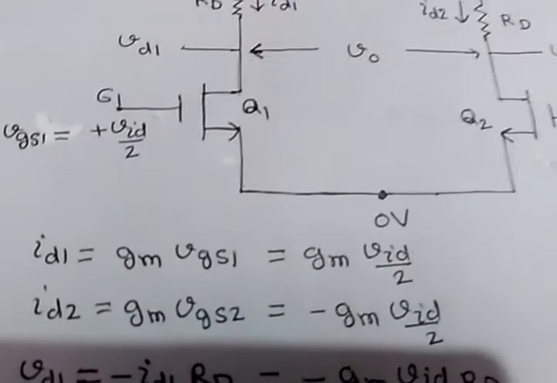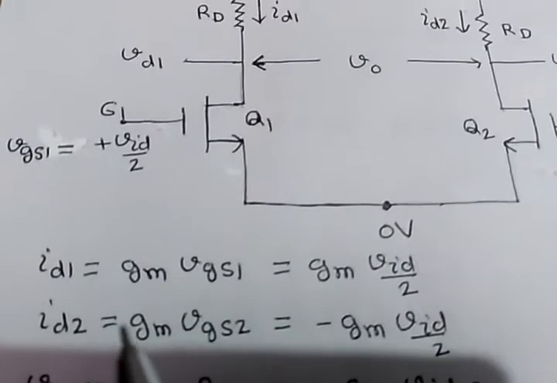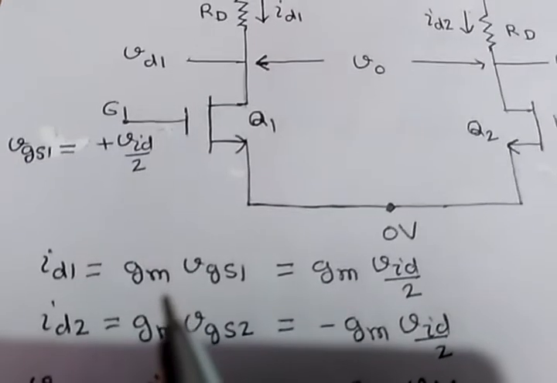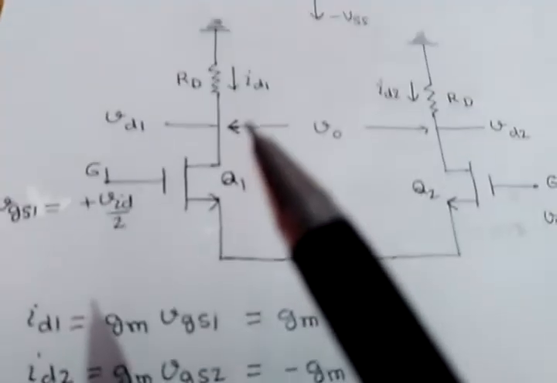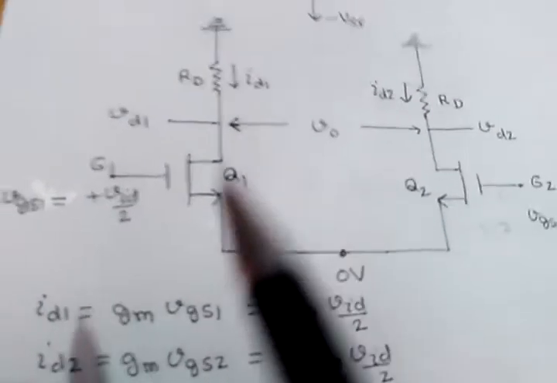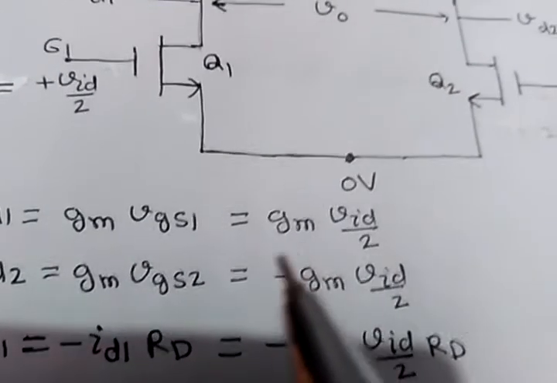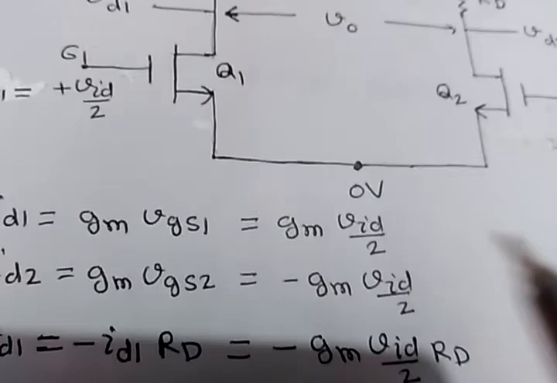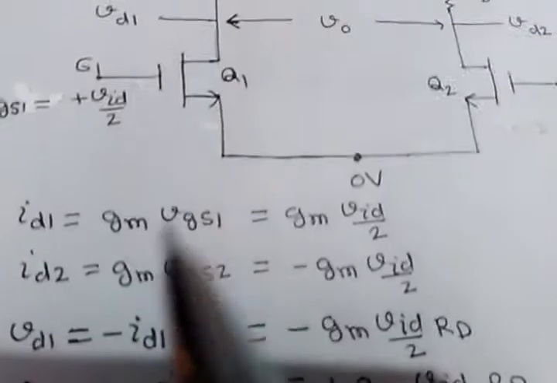Now consider the hybrid pi model of MOSFET, in which we already know the drain current is given as gm into VGS. We have to write the drain current of Q1. So ID1 can be written as gm into VGS1, equal to gm into VGS1, which is VID by 2. So put the value: gm VID by 2. This is the drain current of Q1.